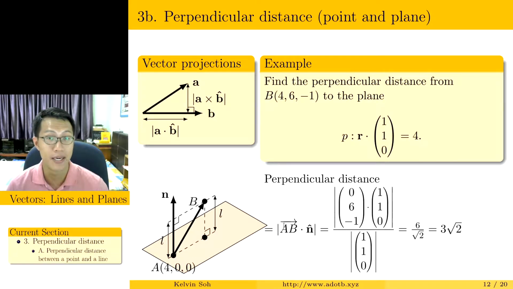So we apply our formula, AB dot N hat. So AB is the vector (0, 6, -1). N hat, the unit vector of our normal vector, is (1, 1, 0) divided by its magnitude. So with a bit of calculation, this is the final result.